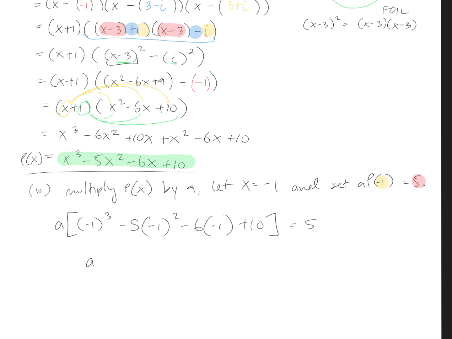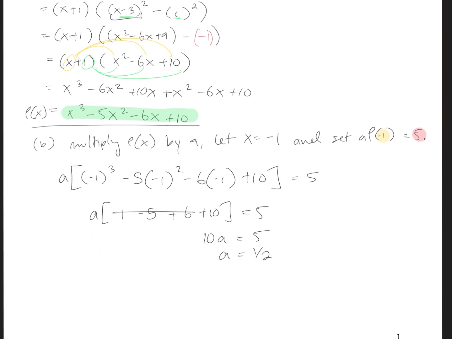So let's see, simplifying, I'll get a, that'll be a -1 minus 5 plus 6 plus 10 equals 5. Okay, so then the -5 and the -1 will cancel with the 6, and we're just left with 10. So we have 10a equals 5, and then solving for a, we'll get a equals a half.